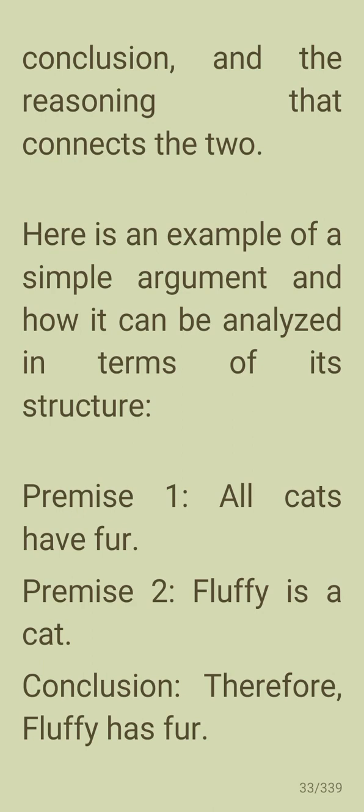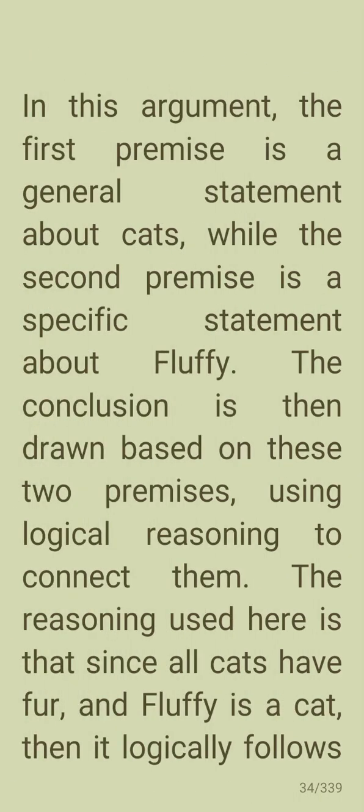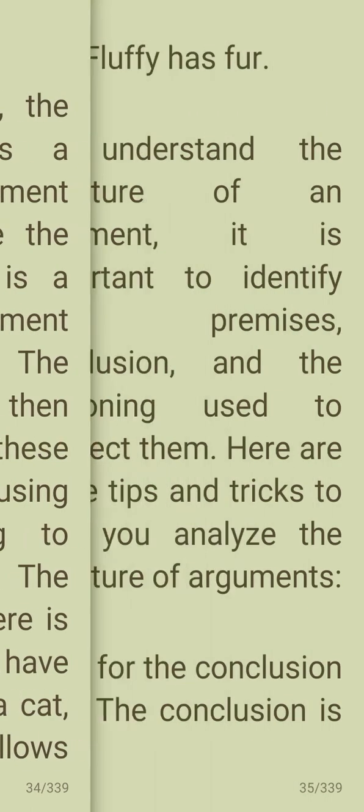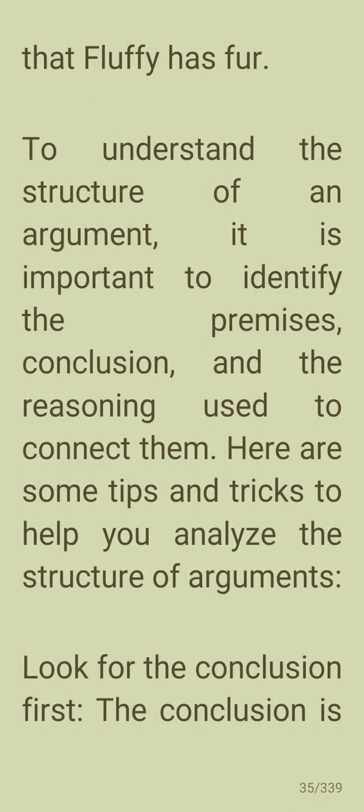Here is an example of a simple argument and how it can be analyzed in terms of its structure. All cats have fur. Fluffy is a cat. Therefore, Fluffy has fur. In this argument, the first premise is a general statement about cats, while the second premise is a specific statement about Fluffy. The conclusion is then drawn based on these two premises, using logical reasoning to connect them. The reasoning used here is that since all cats have fur, and Fluffy is a cat, then it logically follows that Fluffy has fur.